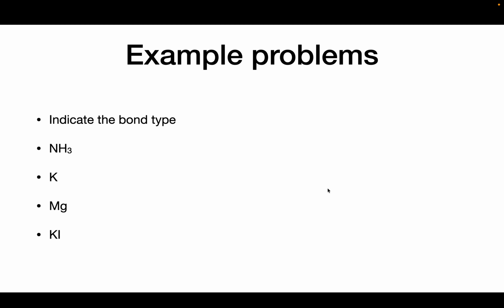And the last one is potassium iodide. Potassium is metal and iodine is non-metal. So this is an ionic bond.